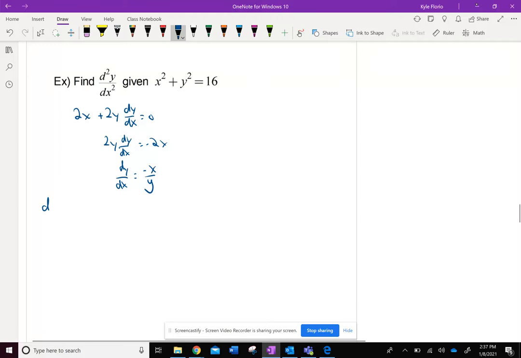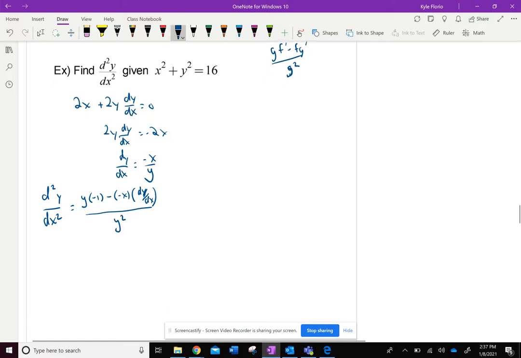So when I want the second derivative of both sides with respect to x, right, we're going to have to use the quotient rule. Remember, low d high minus high d low over low low. So it's going to be the bottom function times the derivative of the top function. The derivative of negative x is negative 1, minus the top function, which is negative x, times the derivative of the bottom function. The derivative of y is dy dx, all over the bottom function squared. My x's and y's are starting to look like each other.